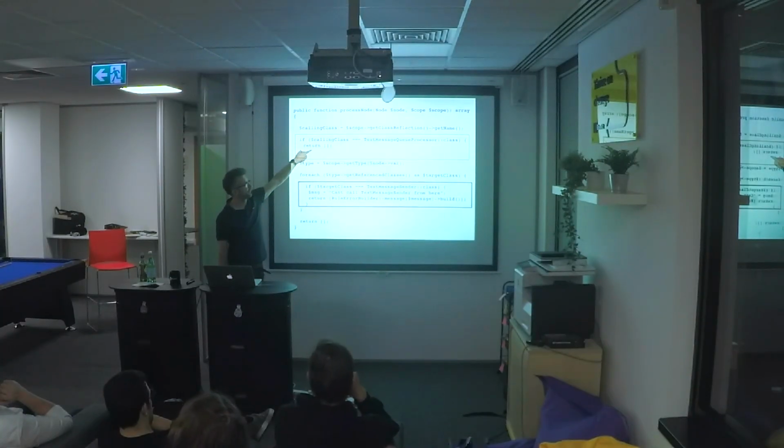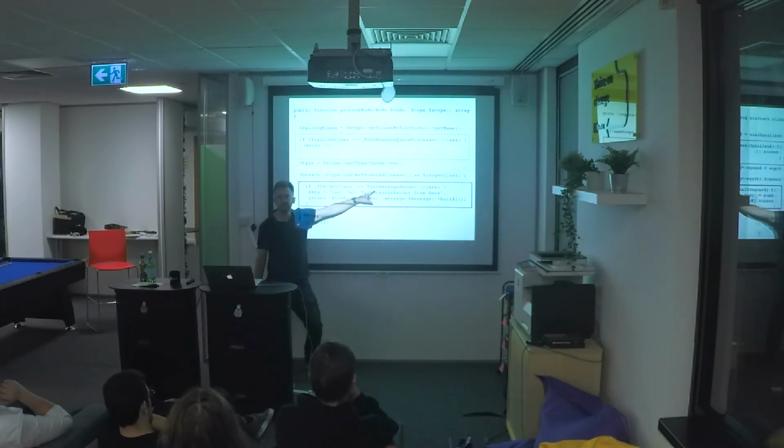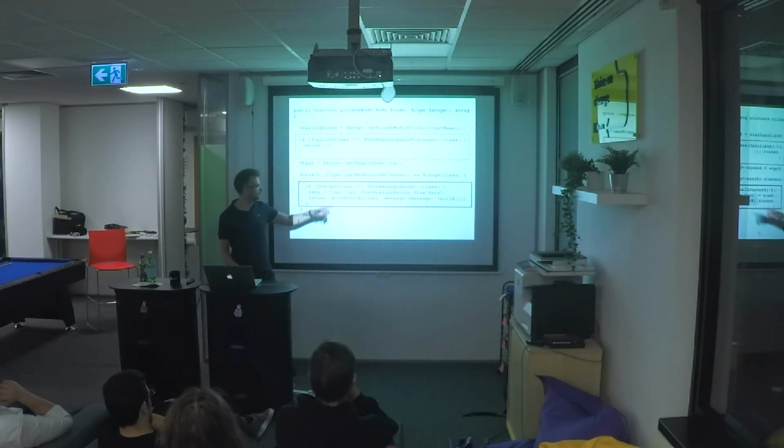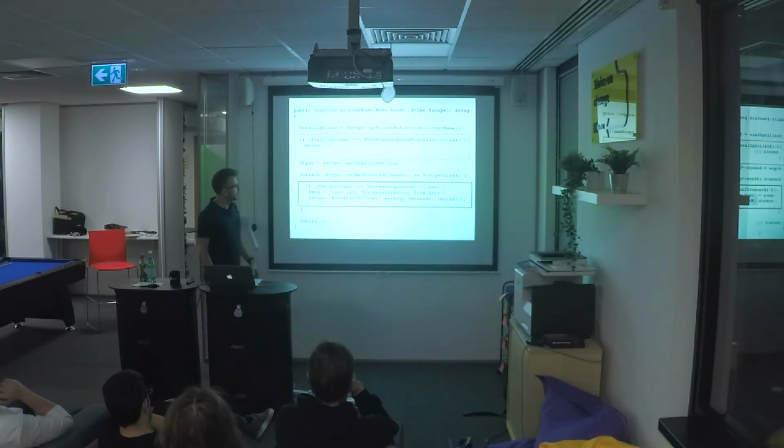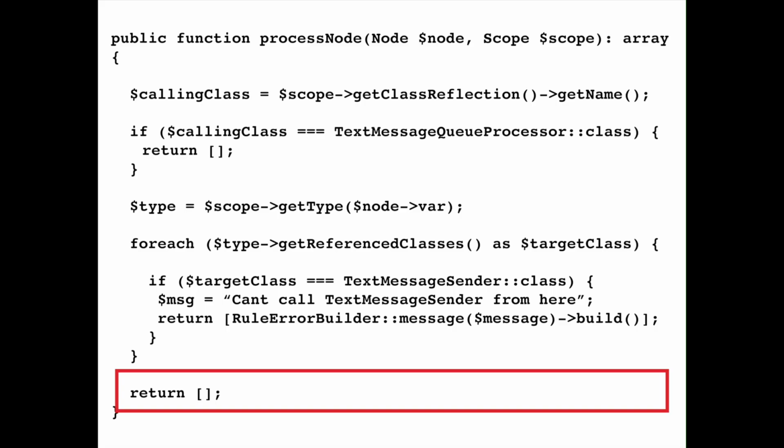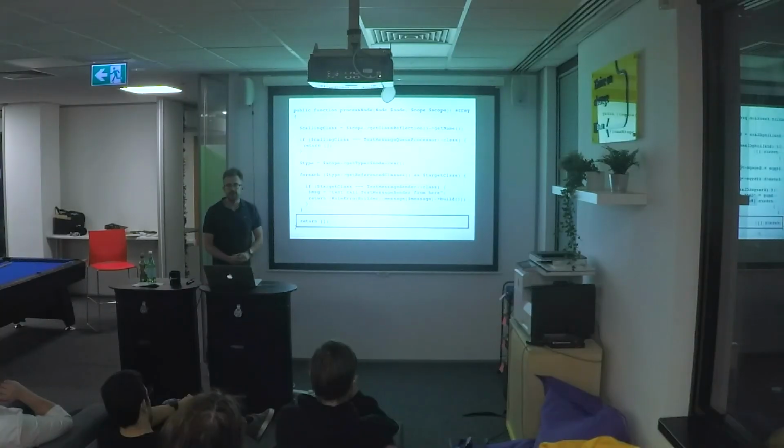So if we were in text message queue processor, we would have gone out there, and then we've come into here and we go, actually, we're in text message sender, so therefore we violated my rule, and that's why we return this error here. And then finally, if you get all the way through this for each loop and nothing's happened, then we're just going to return an empty array because there are no errors.